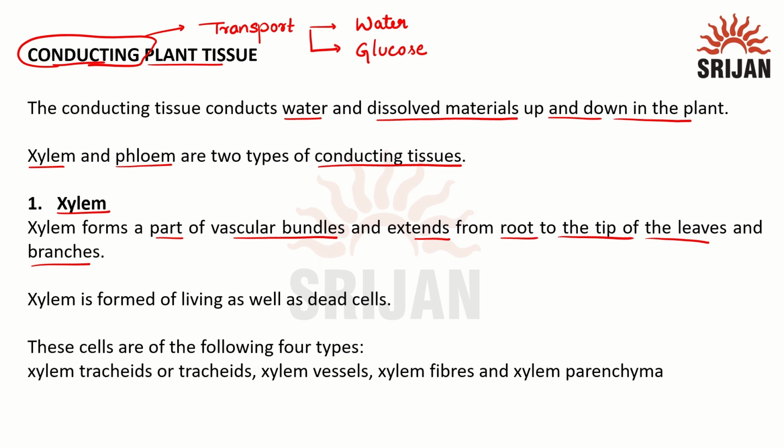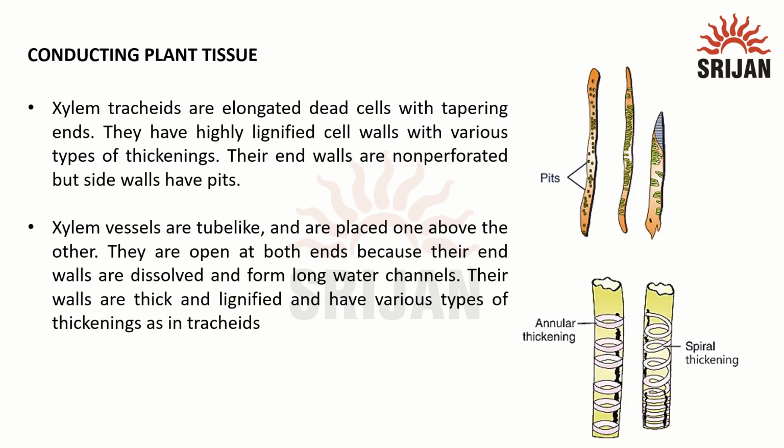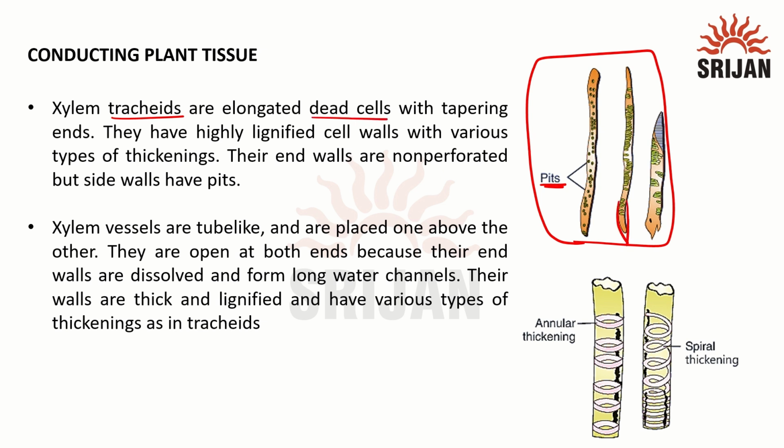It is formed of both living and dead elements. So there are mainly four elements as mentioned earlier. One is xylem tracheids, or normally known as tracheids, xylem vessels, xylem fibers and xylem parenchyma. So if we see the structure, the first structure is the xylem tracheids. So here we can see pits or the holes where the cell wall is very thin. So xylem tracheids are elongated dead cells with tapery ends as we can see in the diagram.